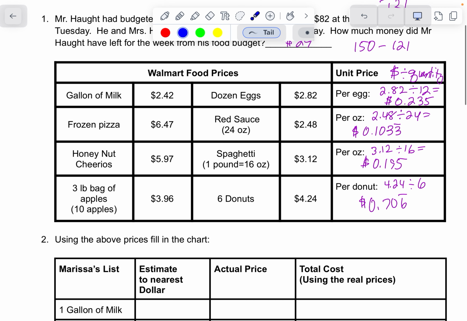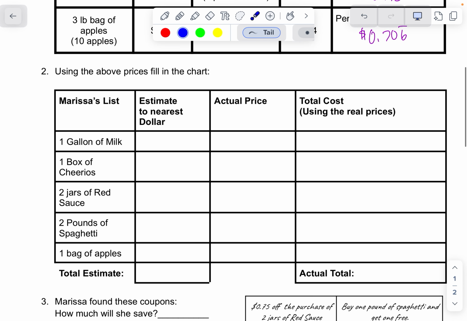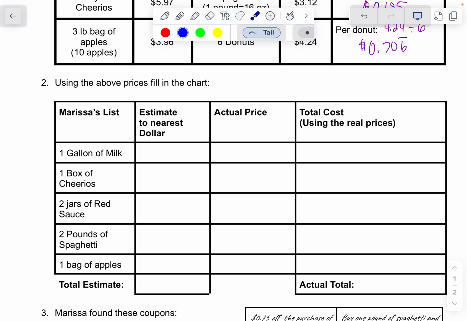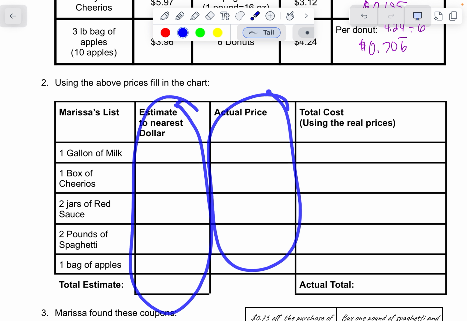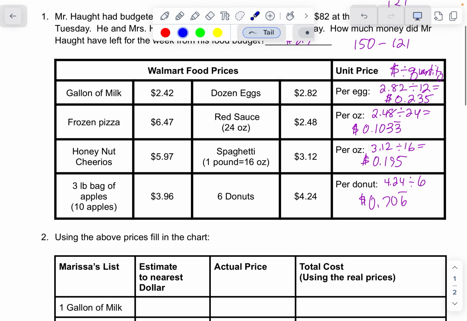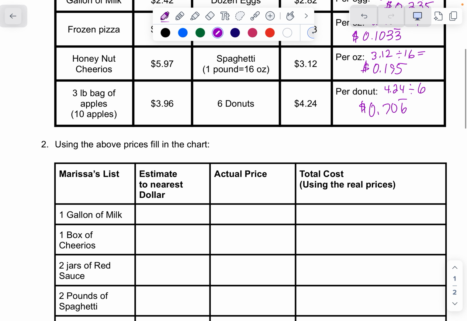Now, it's similar to the quiz, but I kind of condensed, because the test has more stuff on it, into one chart. So in this one, I want us to estimate to the nearest dollar, okay? This is the actual price. So let's just put the actual price in the block, and then we'll estimate it to the side. Okay, so a gallon of milk, the actual price is $2.42. Is that closer to $2 when we estimate, or is that closer to $3? It's closer to 2. Let's put that down here.